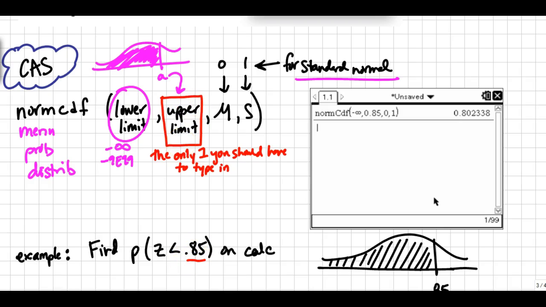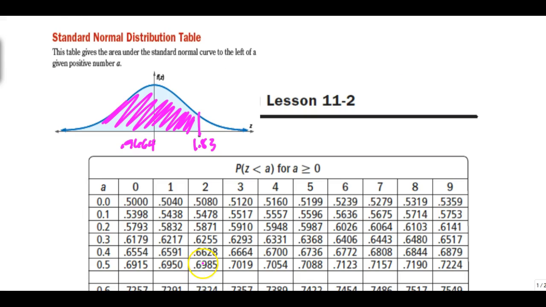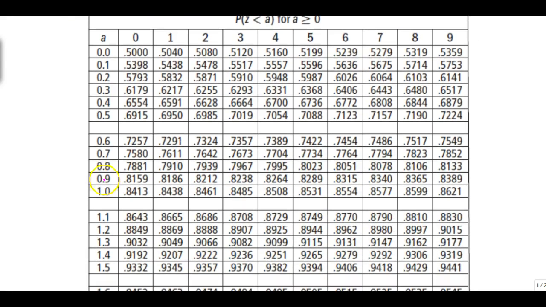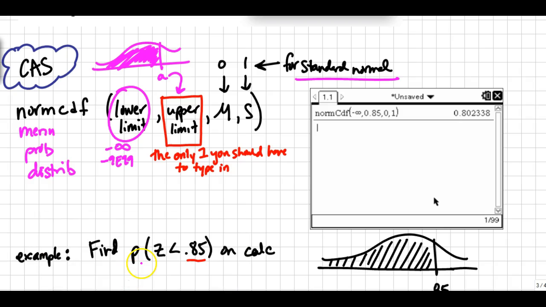So remember when we did 0.85 earlier? We looked that up in the table by going down to 0.8 and over to 5. We got 0.8023. Let's see if we can get that same answer now using the calculator. When you do menu, probability, distributions, you're going to type in normal CDF. The only number that I typed in was the 0.85 for the second number. Hit tab to go over the -infinity symbol, and when you're all done, you hit enter and you get about 0.80238, which is the same thing as what we would have gotten if we looked it up in the table.